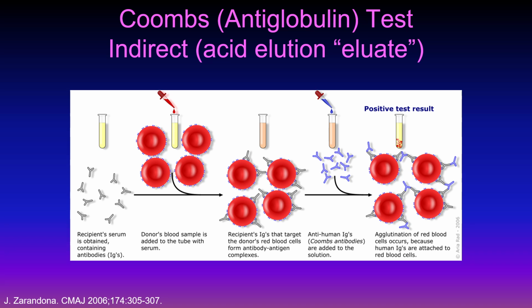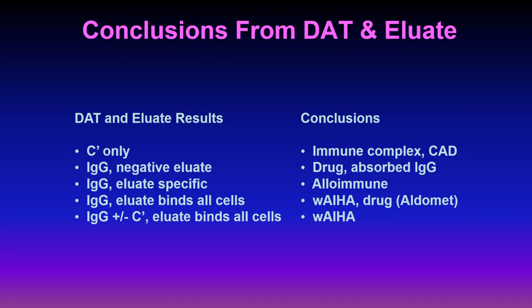You can see if your eluate binds to a whole panel of red cells. And this gives us what's called the indirect Coombs test, or the eluate. These two tests are commonly used in laboratories to assess you for your type of hemolysis. So I'll give you an example, and I'm not going to make this too arcane, but I'm just going to tell you these are tests that you've probably seen in your record.